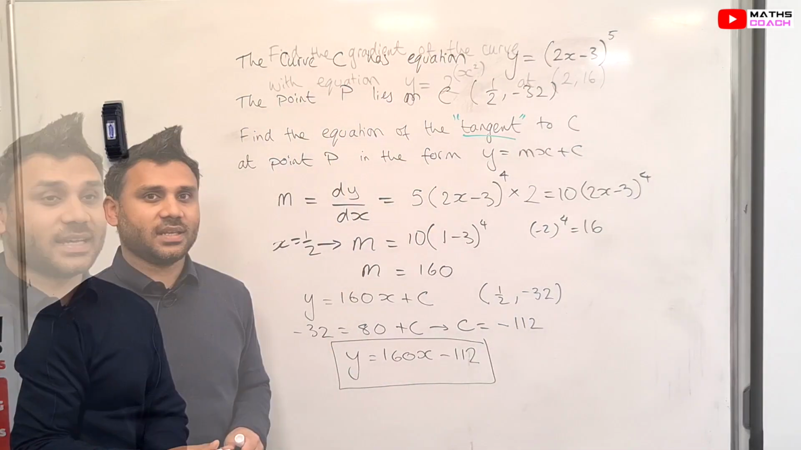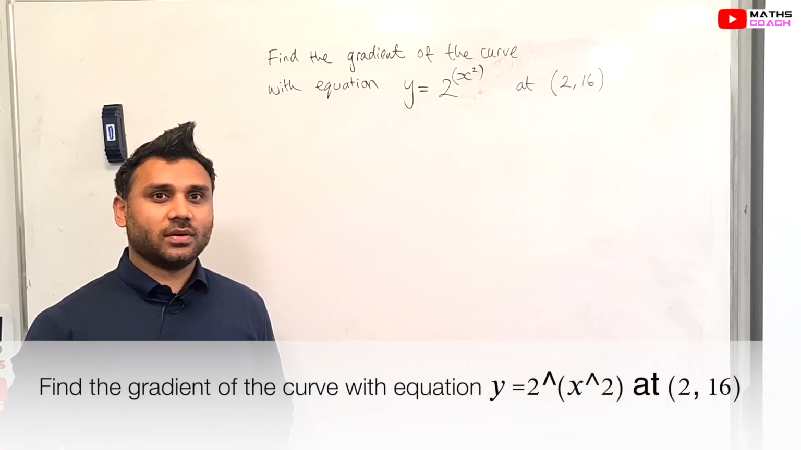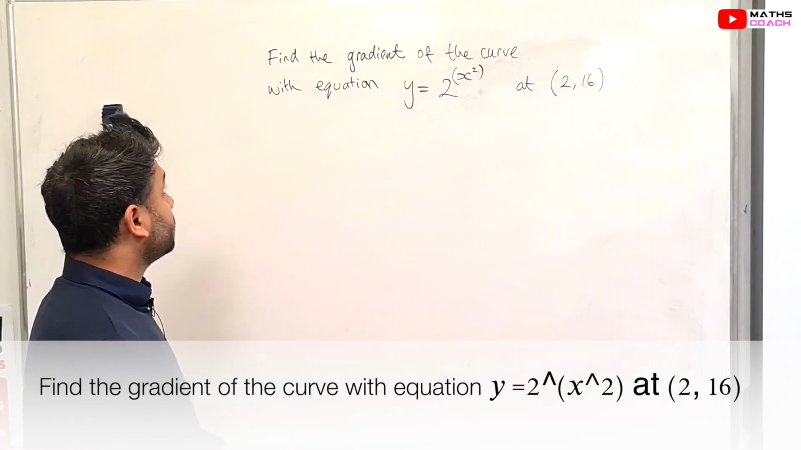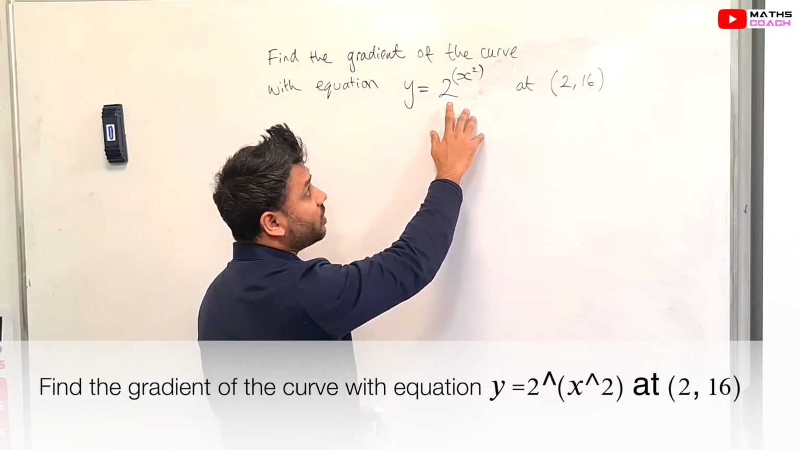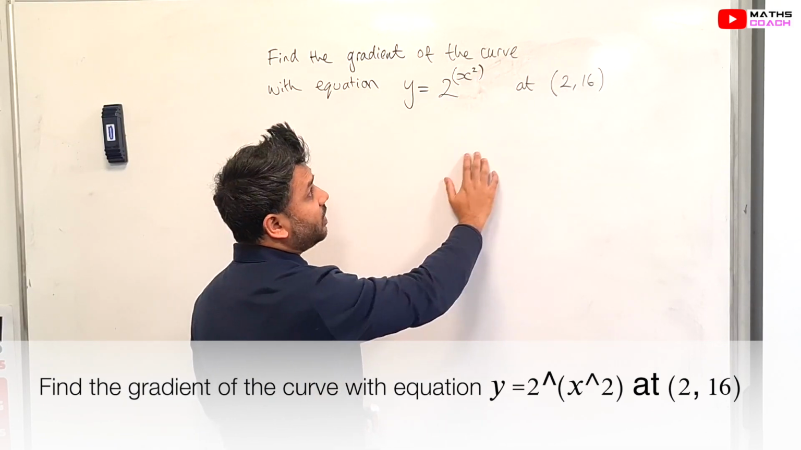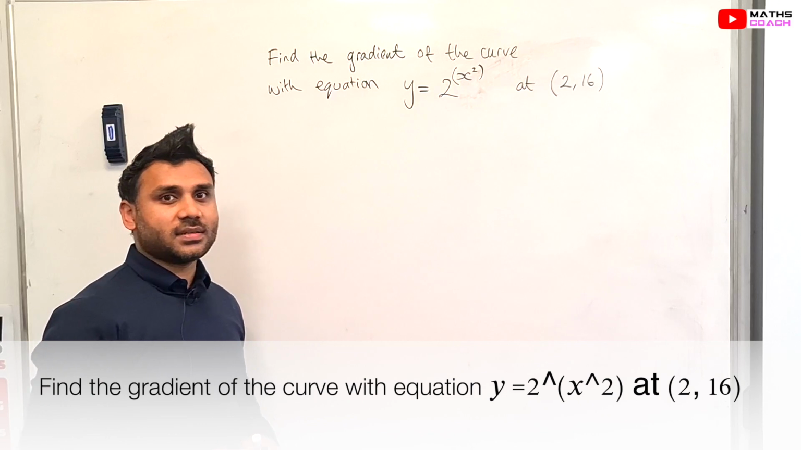And we have the equation of the straight line that passes through the coordinate P, which lies on curve C. Right. Here's another exam question on the application of the chain rule. So we are asked to find the gradient of the curve with the equation y equals 2 to the power of x squared at the coordinate (2, 16).